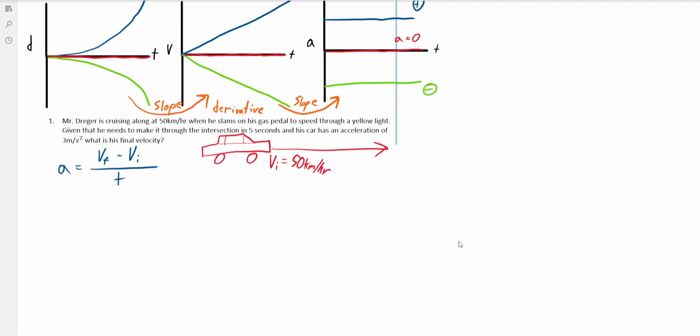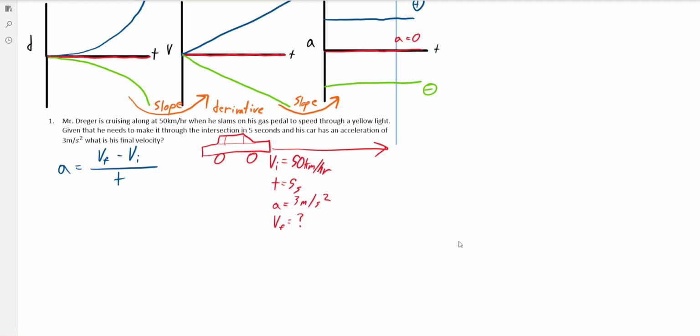Okay, and we know the time is 5 seconds, because I need to get through that intersection before the light changes red. And I know that my car's acceleration is 3 meters per second squared. So the only thing I'm missing is VF. This is wonderful because now we can solve for VF. So let's go ahead and do that.